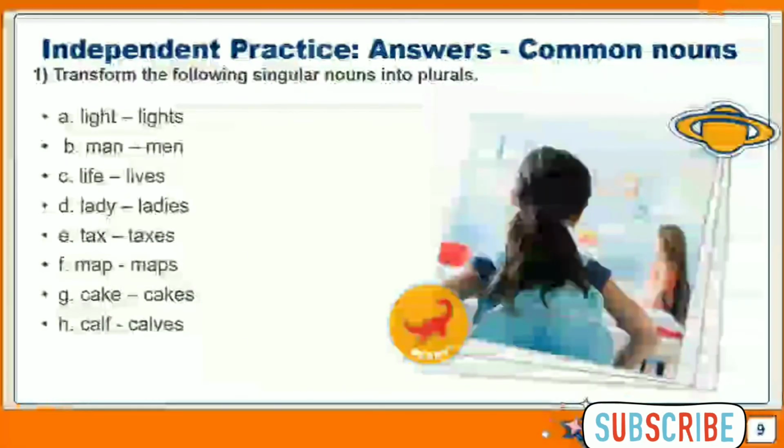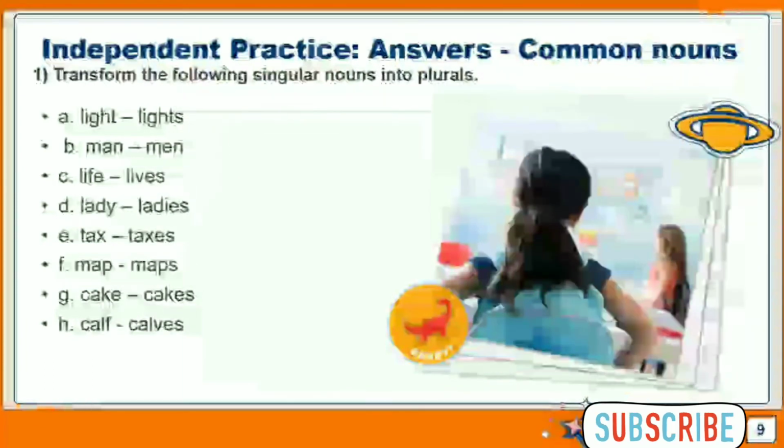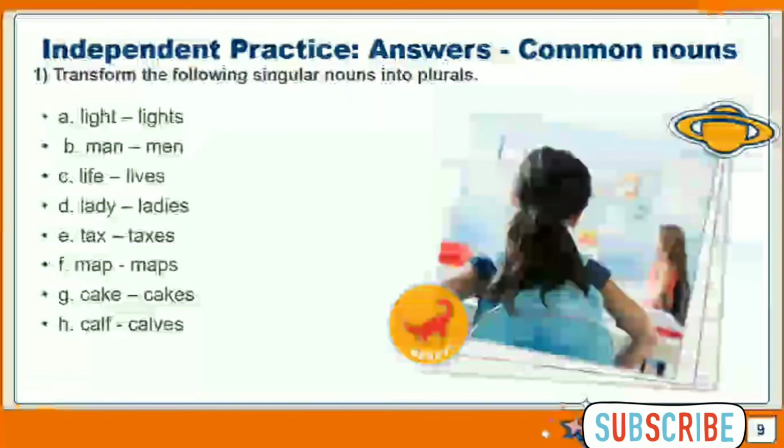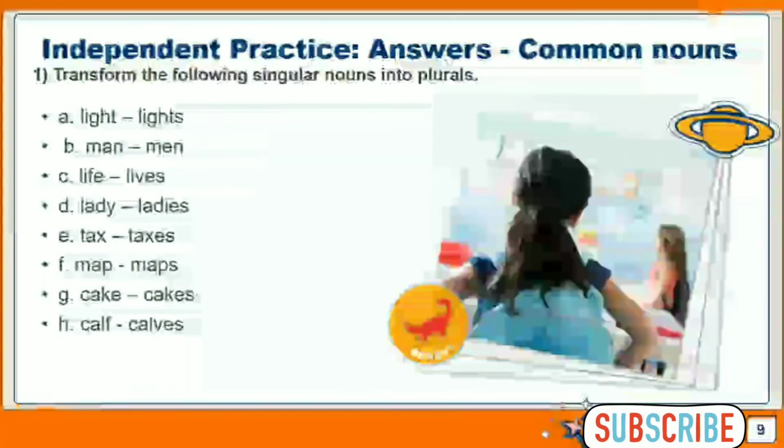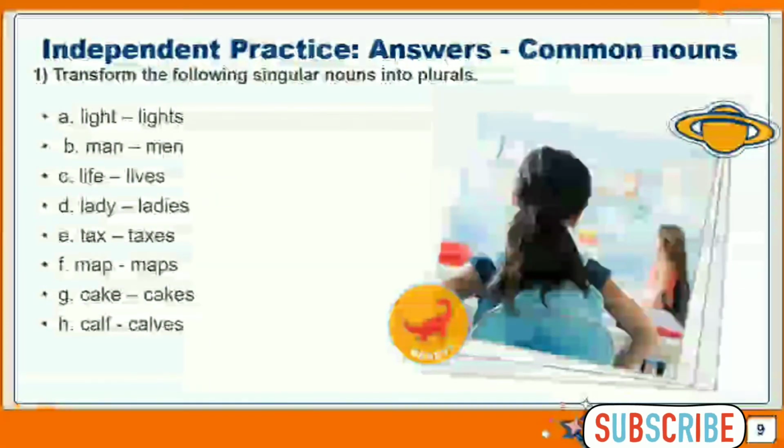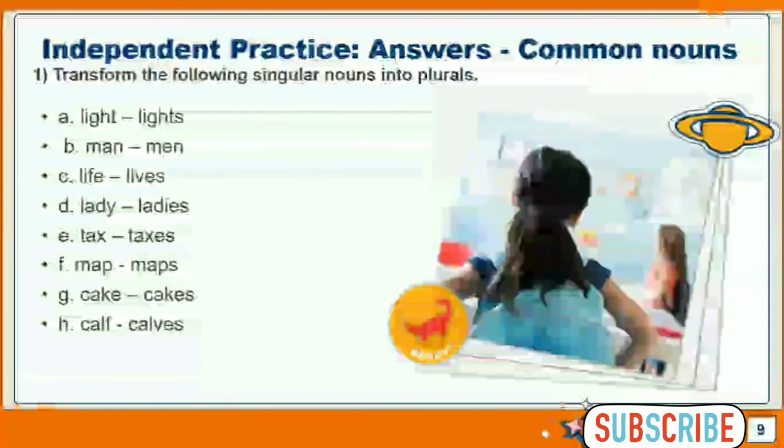Now let's check your answer. Light, lights. Man, men. Life, lives. Lady, ladies. Tax, taxes. Map, maps. Cake, cakes. Calf, calves.